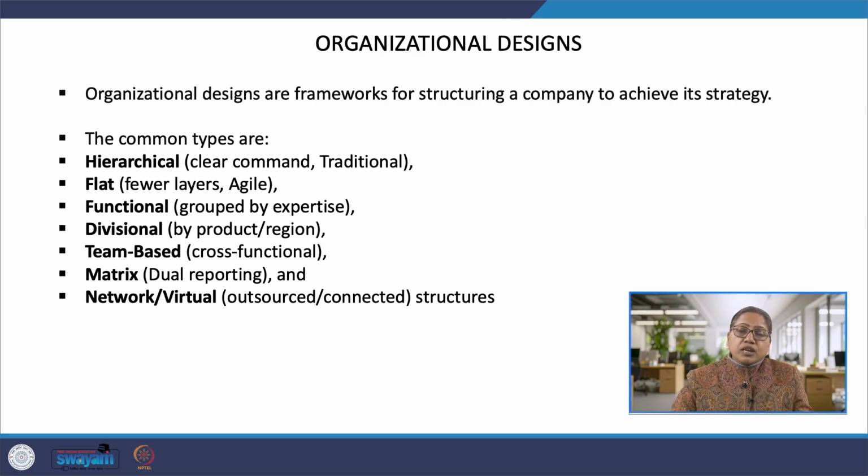Matrix types of organizational structures also exist, which have dual reporting relationships, and network or virtual types of organizations where part of the employees are outsourced. They are connected organizations, the structure, each balancing specialization, coordination, control, and adaptation to fit the organizational goals, size, culture, technology, and environment. The best choice aligns structure with the business objectives and business strategy; not a single best type exists.